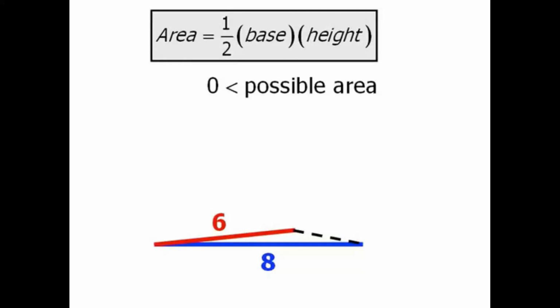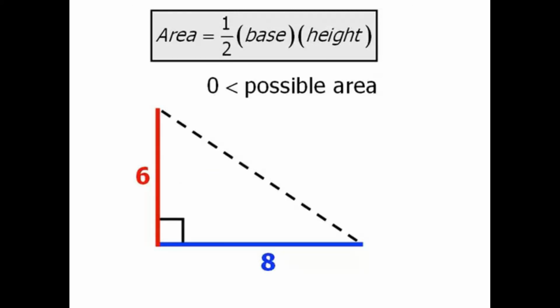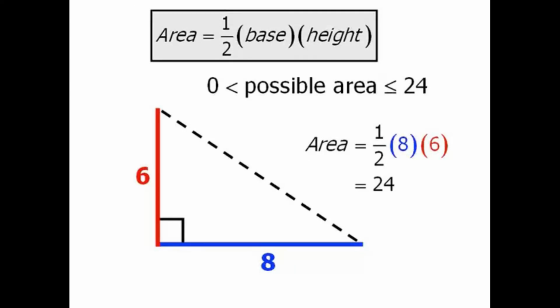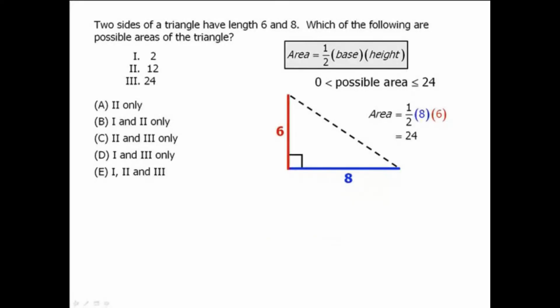What about the maximum possible area? Well, to maximize the area, we need to maximize the height of our triangle. So let's bring our red side up, and we can see that the height of our triangle is maximized when this angle is 90. The area of this triangle is equal to 1/2 times 8 times 6, which is 24. So we know the range of our possible areas now. The area must be greater than 0 and less than or equal to 24. So as we can see here, all 3 of our possible areas work. So our answer is E.